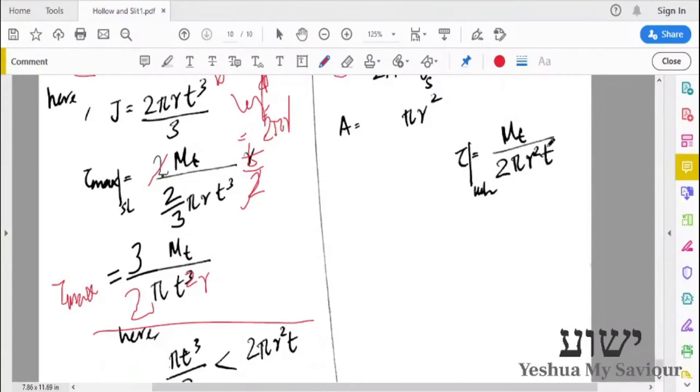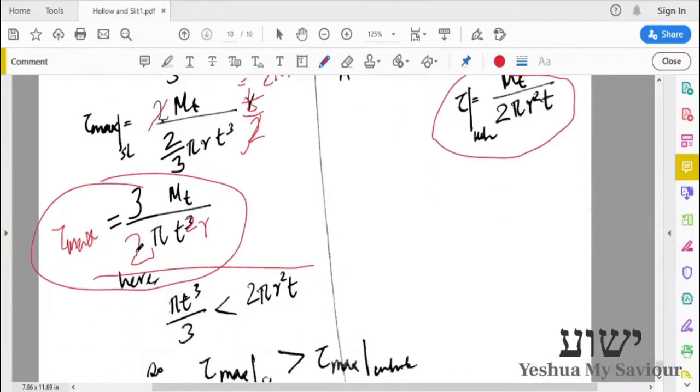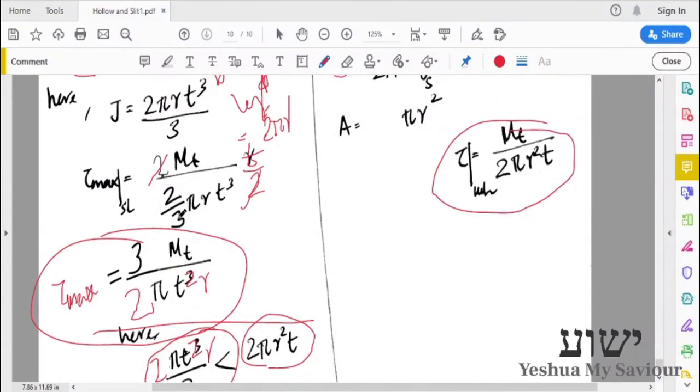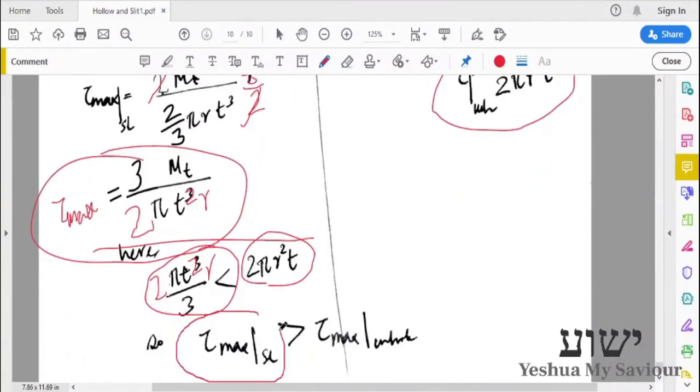If we compare these two, you can see this is r squared, that is 2 by 3 pi t squared r, which is obviously less than 2 pi r squared t, because r is very much greater than t, so t squared is very much less than r. So this term is very much higher than this term. As we are dividing these things, we'll have the maximum stress of the slitted section is greater than the maximum stress of the whole section.